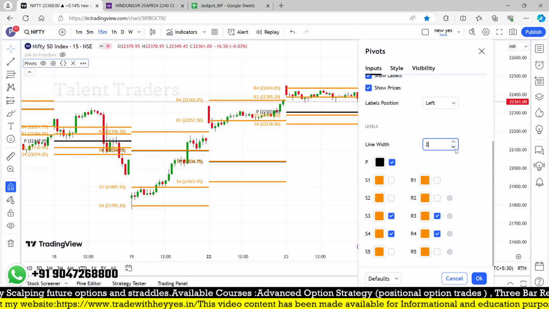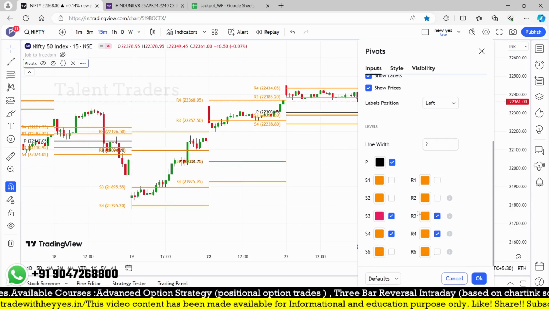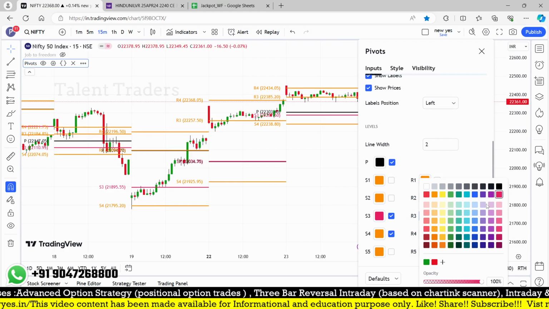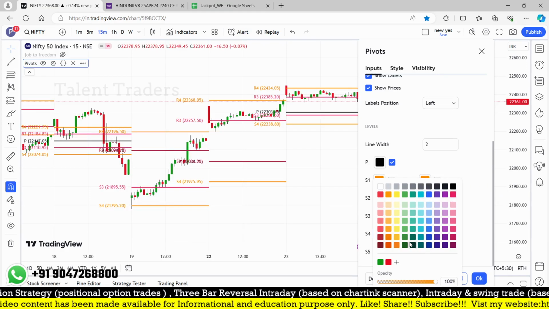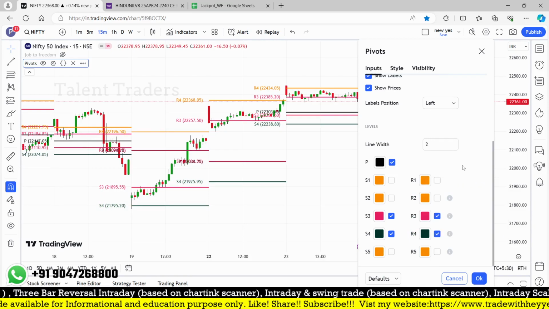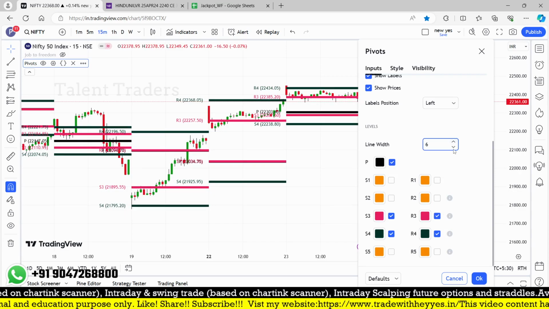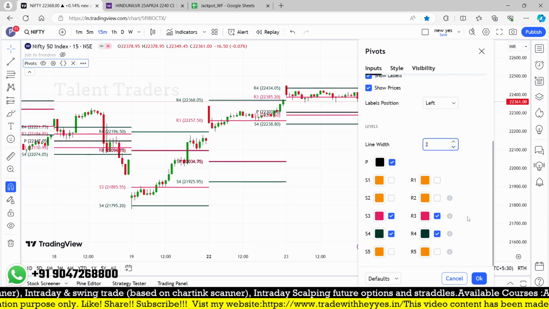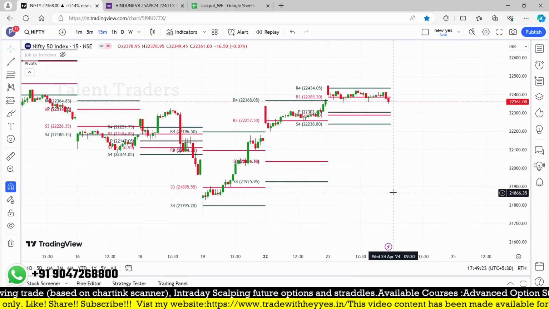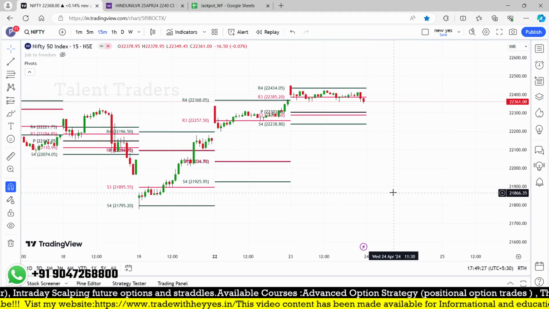Maybe 2 is good. I changed S3 to this pink line, and R3 the same color, but the breakout level which I'm looking for in dark green. Whatever color you want, you can make changes based on the colors. If you are changing here, the levels will be very dark, so 2 is good enough. Finally we derived this Camarilla level, so we can add it on our TradingView indicator.